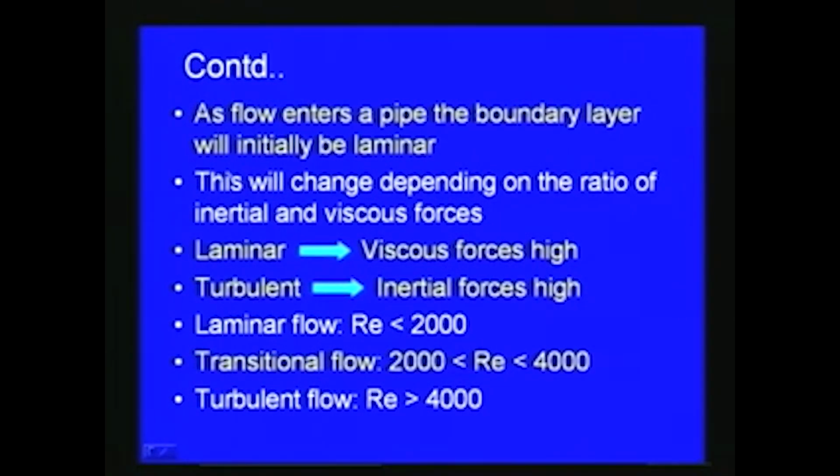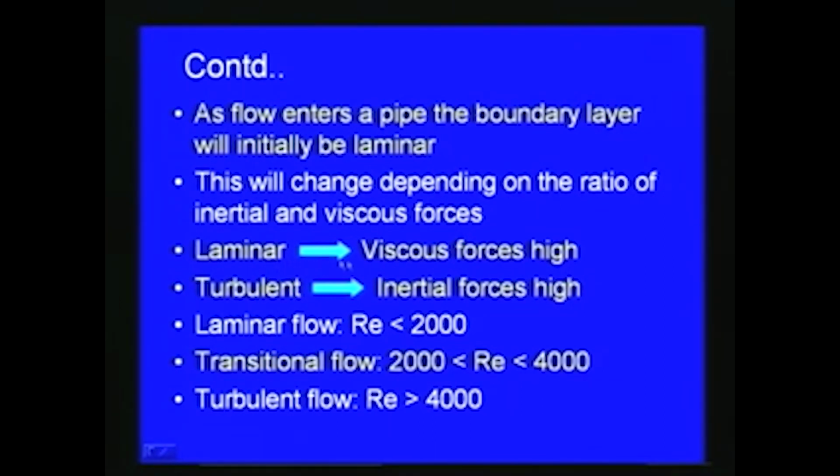You can see that as the flow enters the pipe, the boundary layer will initially be laminar. We have seen the flow over a flat plate: initially at the leading edge, the boundary layer is laminar, then there is a transition, and finally the boundary layer becomes turbulent. In a very similar way in the case of pipe flow, initially the boundary layer will be laminar, and then this will change depending on the ratio of the inertial and viscous forces. So, when pipe flow is concerned, the change from laminar boundary layer to turbulent boundary layer takes place depending upon the ratio of the inertial and viscous forces.